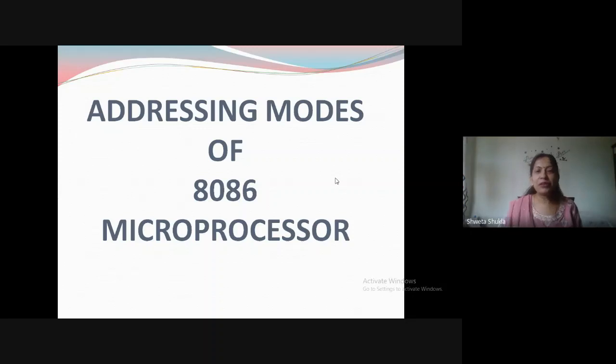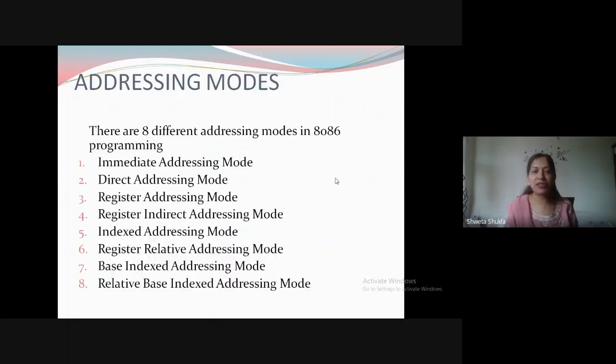Hello everyone. In today's lecture, we will deal with the addressing modes of the 8086 microprocessor. The 8086 microprocessor has different addressing modes. Let's say there are 8 addressing modes.